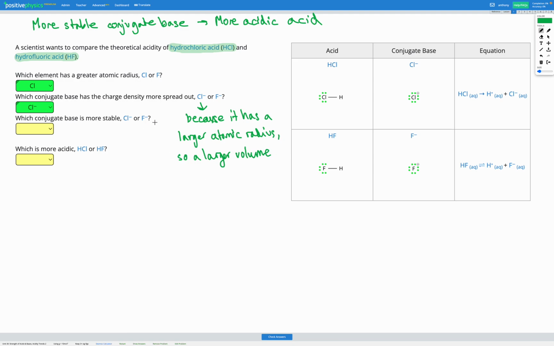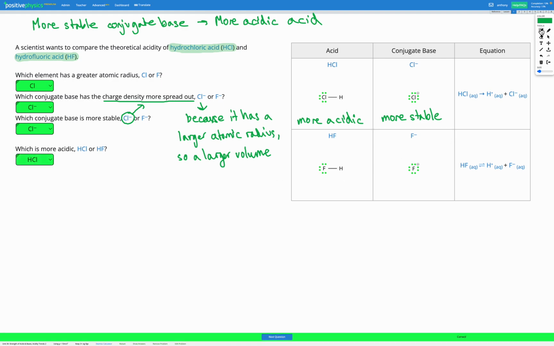So which is going to be more stable? The answer is going to be chlorine because the charge density is more spread out. That's going to mean it can be more stable. So if this is the more stable conjugate base, according to our rule written up at the top, HCl must be the more acidic acid. So we can fill that in here.